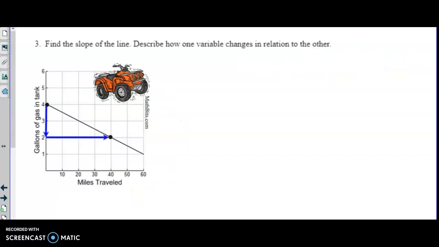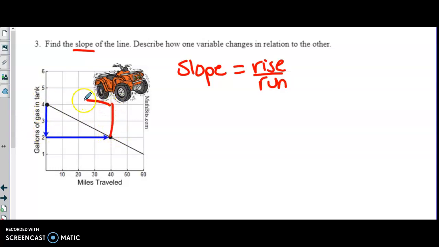Find the slope of the line and describe how one variable changes in relation to the other. So here we have an ATV, and this is gallons of gas in the tank, and this is the miles traveled. So let's just go ahead. First, let's find slope, because it says to find the slope. So remember, slope is, since we have a graph, we're going to do rise over run. So I'm going to start at the bottom, and I'm going to count how many I rise up. You can look at it from here or from here. Notice the triangle is going to be the same no matter which way you draw it.